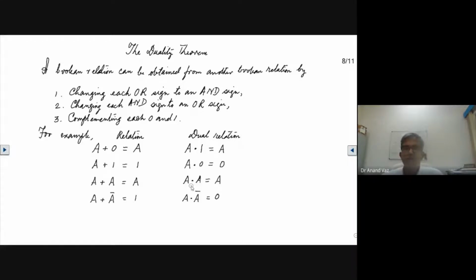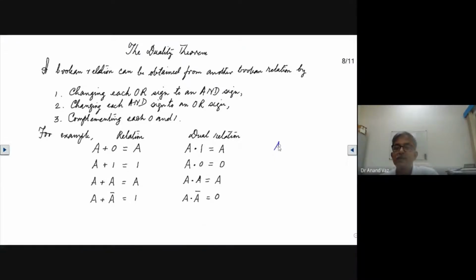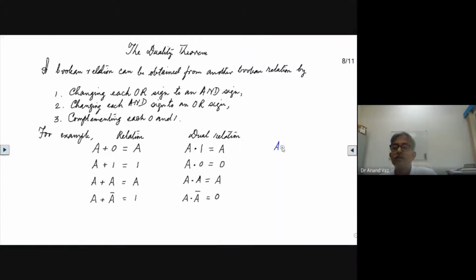Let us take another example while applying the duality theorem. Let's take A and (A or B). We know that we have done it in one of our assignments, A and (A or B), and we know that this is equal to A itself. So we have proved this also.